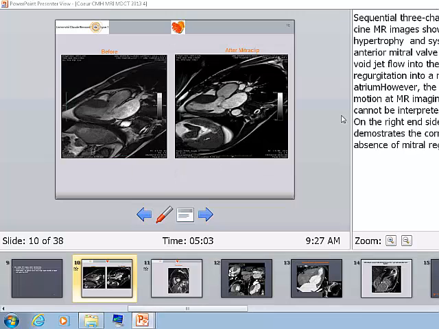So this is a case with hypertrophy, and this is another case with a mitral clip. What I was willing to show you is that we can see actually before and after treatment. This was a mitral clip placement that showed that there was a relief of the SAM and there was no obstruction after treatment.